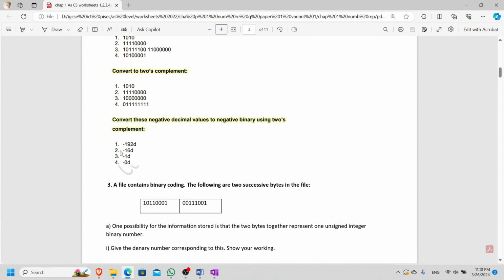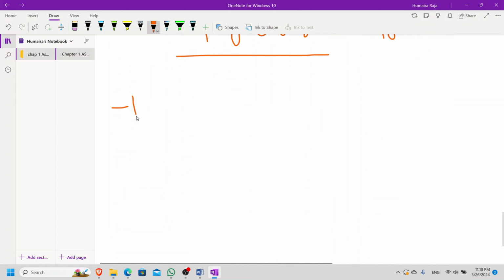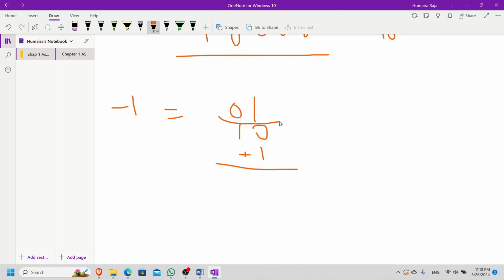Okay, next question is, you have to represent minus 1 using 2's complement. This is also very simple. Suppose what can be the value of minus 1 in binary? Suppose I'm using 2 bits, so 1 can be written as 0 1. For a negative value, we will find its 1's complement. So for the value of 1, it will be 1 0, and then I will add 1 to it, just leave this one and add these values. This is 1 and this is 1.